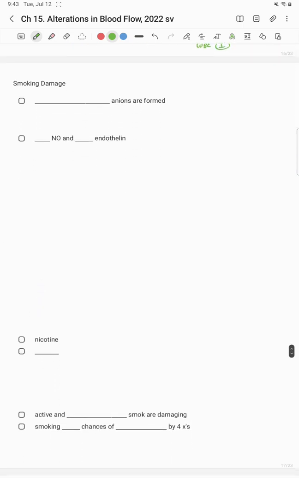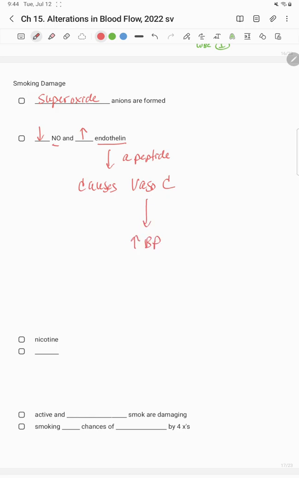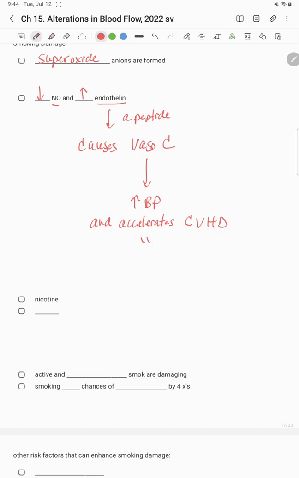Okay, smoking damage, like cigarette smoking damage, you get what's called superoxide ions formed. Smoking causes a decrease in the nitric oxide and an increase in what's called endothelin. This is a peptide. Endothelin is a peptide that causes vasoconstriction. Vasoconstriction causes an increase in blood pressure and accelerates cardiovascular heart disease, and accelerates thrombosis.